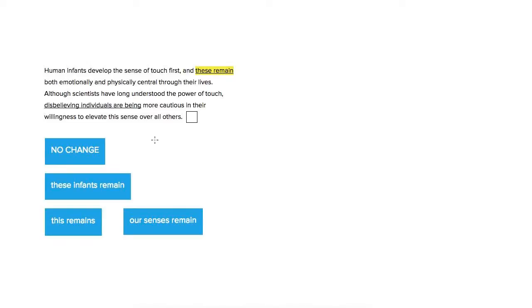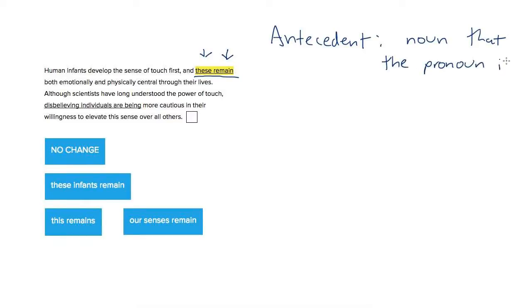In this case, we have a highlighted portion, these remain, and we're looking here at both a pronoun and a verb. So the first thing we're going to do is look at our pronoun, these, and make sure that this pronoun matches with its antecedent. Antecedent is just a fancy word for the noun that the pronoun is replacing. So in this case, we want to find our antecedent and see what these is replacing. So we're going to go back to the beginning of our sentence.